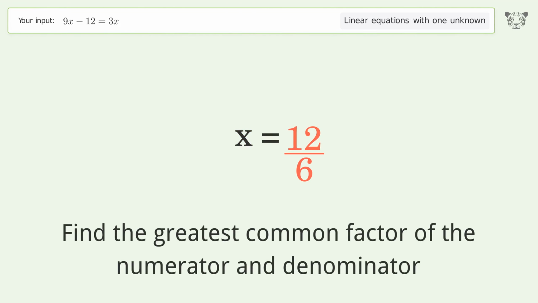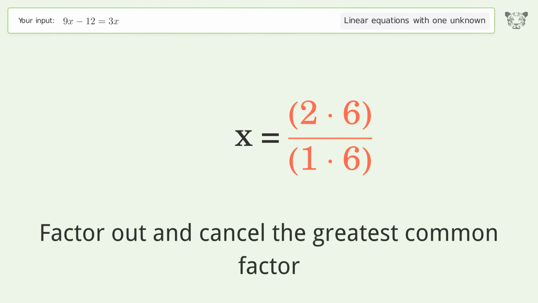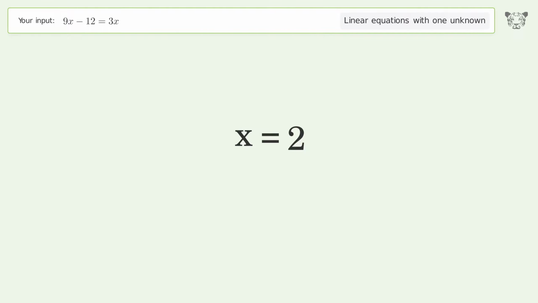Find the greatest common factor of the numerator and denominator. Factor out and cancel the greatest common factor. And so the final result is x equals 2.